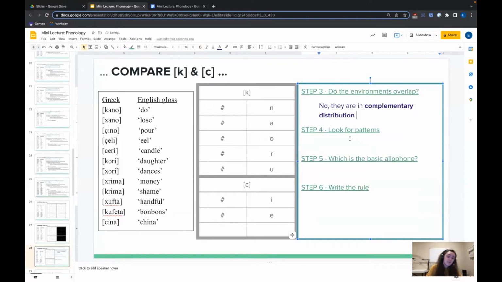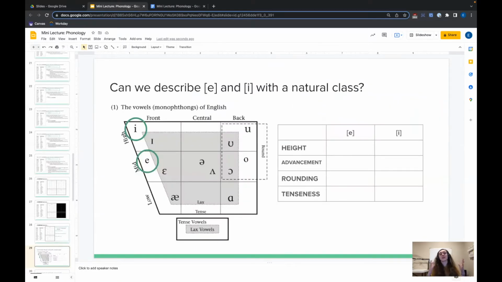So then we can look for patterns. We can see in both cases, they can appear at the beginning of a word. So that is a pattern, but it isn't really telling us much because it happens for both of them. So what about what comes after the sound? So for the K, I'm not really seeing anything obvious. For the palatal stop, I am seeing that they're both vowels, but we have vowels up here too. So can we try describing those two vowels with a natural class? Because it can't just be vowels, because that applies to the other sound too. So we have to make it a little more restricted than that.